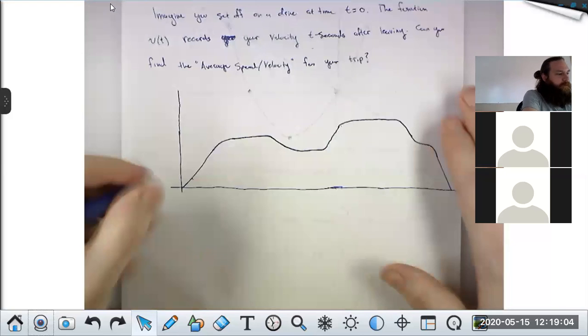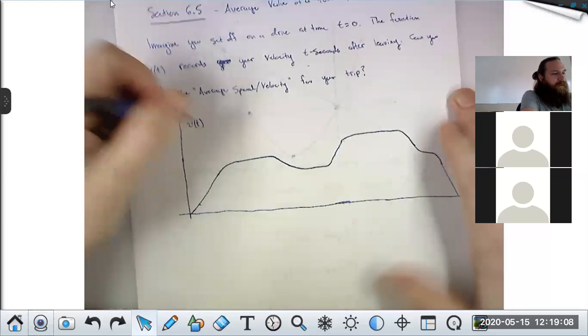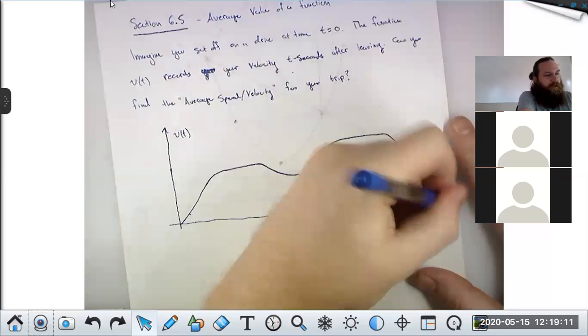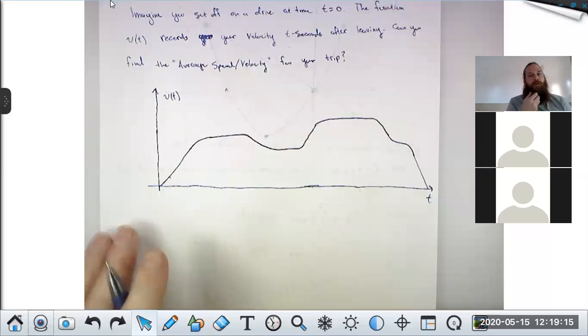Right, so this is the v of t axis, and this is the t axis. And this is my velocity, my speed during that trip.